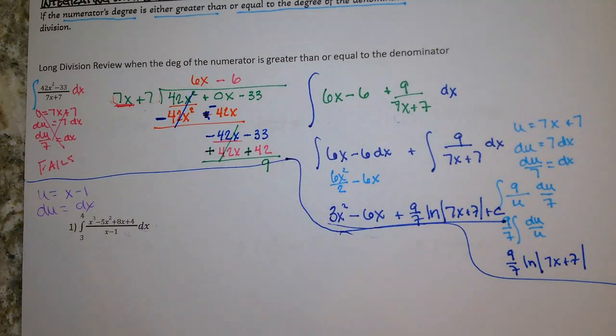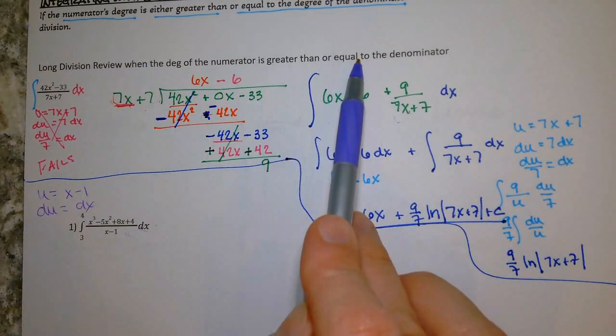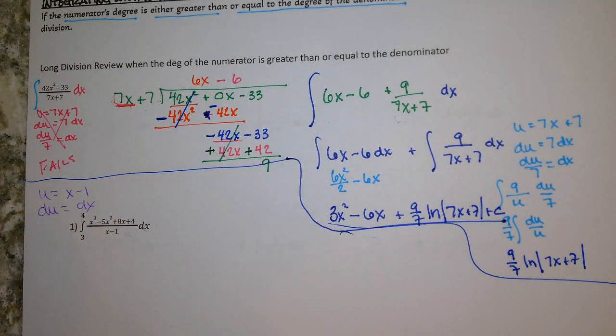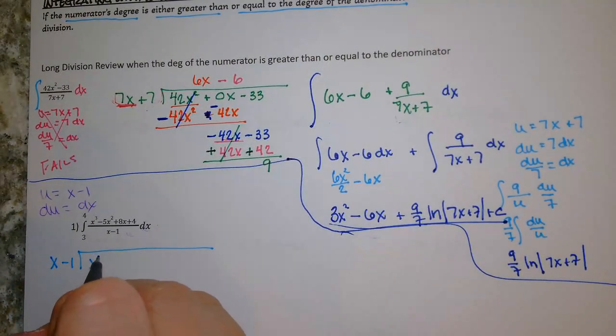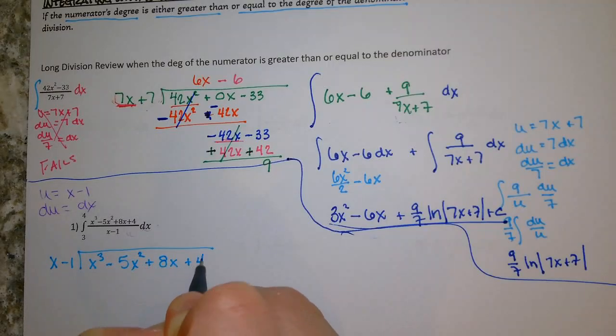So now I'm back to this thing, the leftover thing, this long division. The degree of the numerator is greater than or equal to the degree of the denominator. Check. So I'm going to go back to long division. So I'm going to go x minus 1 divided by x cubed minus 5x squared plus 8x plus 4.